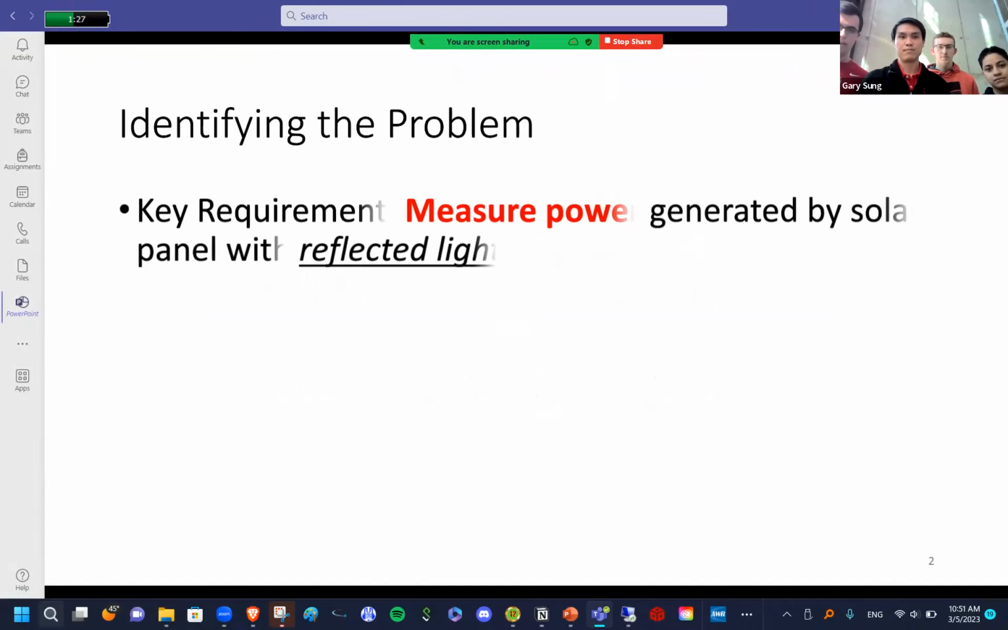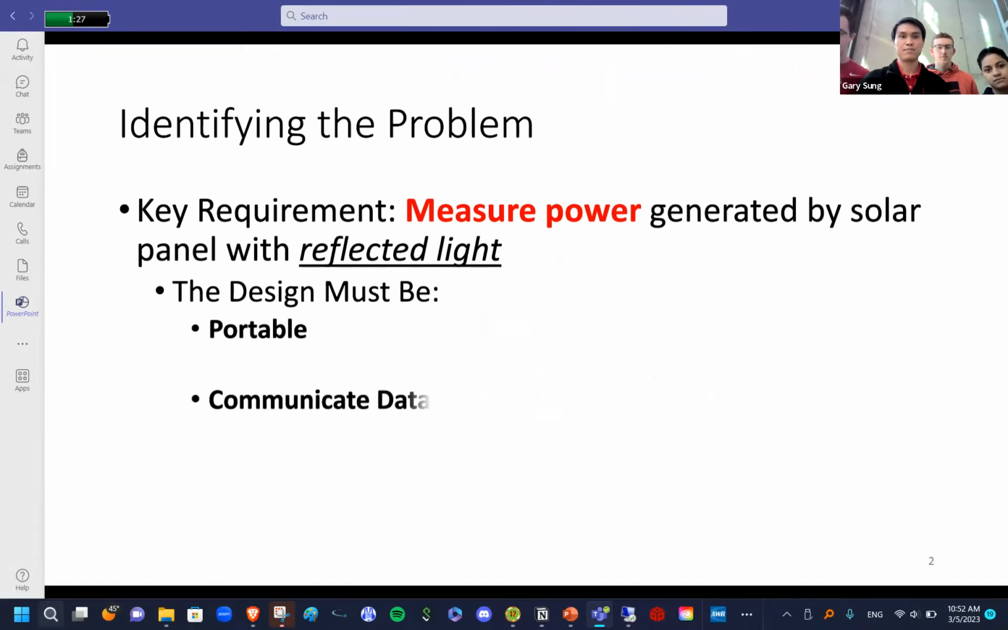A key requirement that we had was to measure the power generated by a solar panel with reflected light. The design must be portable, communicate our data to us, and also be versatile for positioning and taking data.